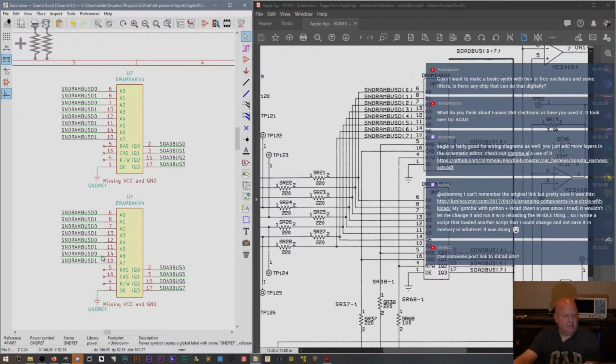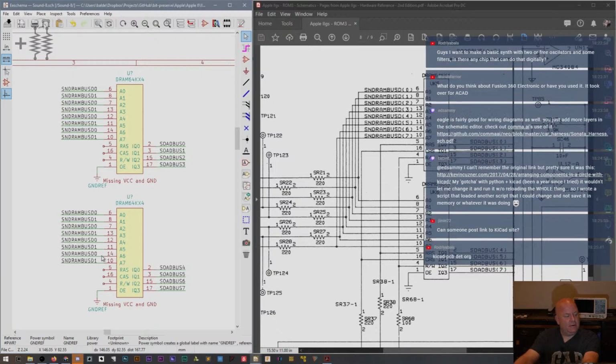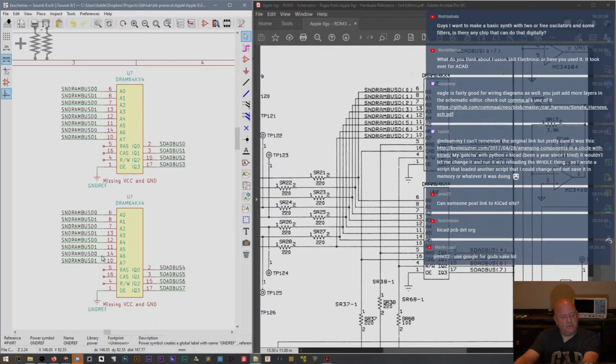So basic synth with 2 or 3 free oscillators and some filters. Is there any chip that can do that digitally? I don't know offhand, but if chat has any idea for, I don't know how to say your name, so I'm going to say Rod. So you want a basic synth, 2 or 3 free oscillators, some filters.